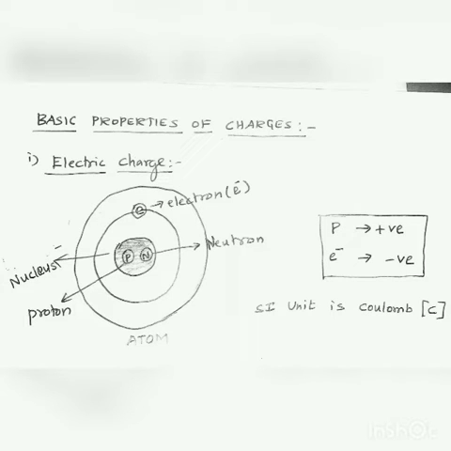In this class, we are going to discuss the basic properties of electric charges. Already we have known the structure of atom. The building blocks of atoms are proton, neutron and electron. Proton and neutron are present in a nucleus. The central core of an atom is called the nucleus. The electrons revolve around the nucleus in definite orbits.